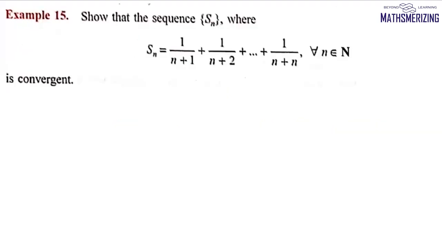Now here the question is, show that the sequence Sₙ, where Sₙ is 1 upon n plus 1 plus 1 upon n plus 2 up to 1 upon n plus n, is a convergent sequence.